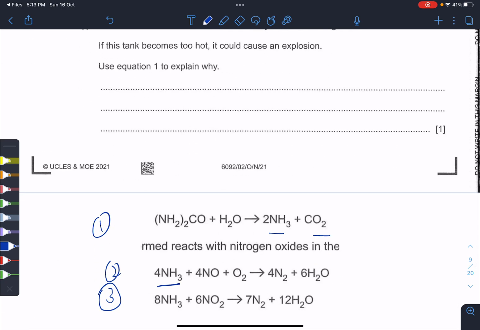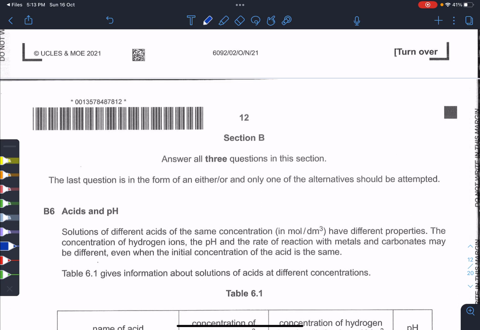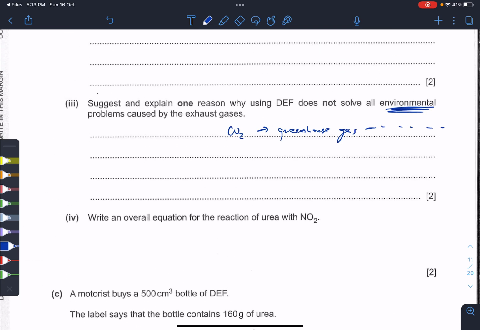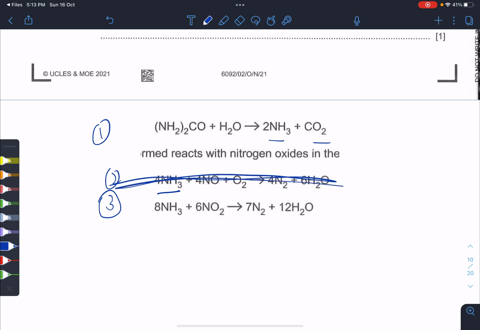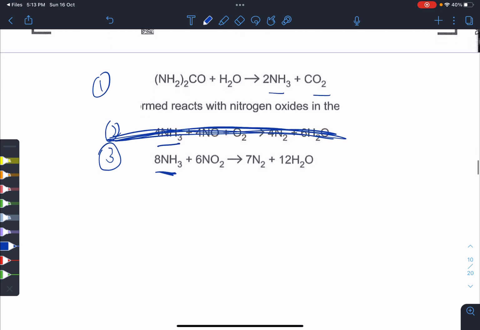See what equation they want us to write? Let's take a look. The equation says, with NO2. So that means this is an irrelevant equation. So you need to take a look at this and see how to balance. So this is 2NH3, this is 8NH3. So you need to times 4.